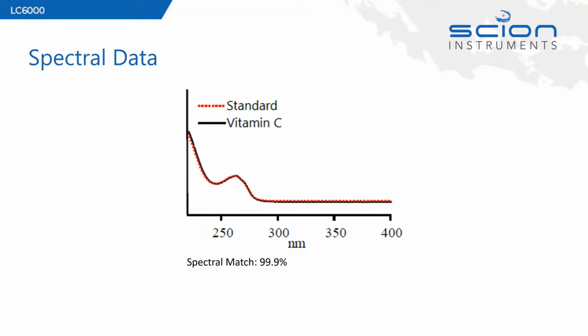So by doing this, I know that it is exactly vitamin C, and the software also gives us that match of 99.9% accuracy. Within the software, if we're using the spectral match function, each user can set their own specifications for what is deemed a match or not. And obviously for validated methods, this is critical.